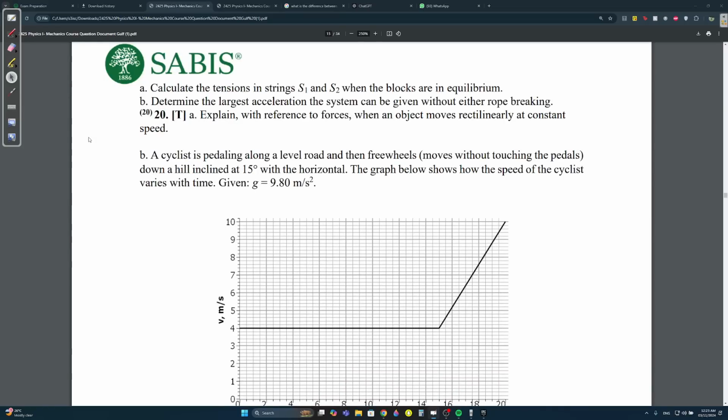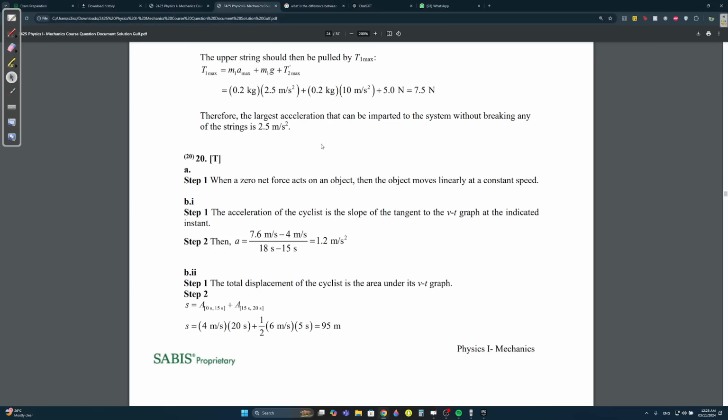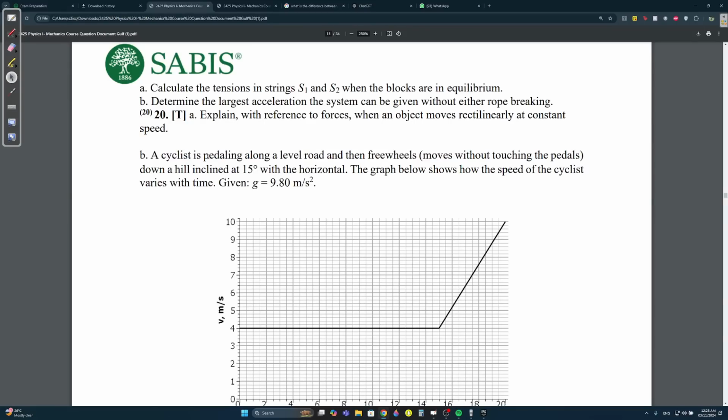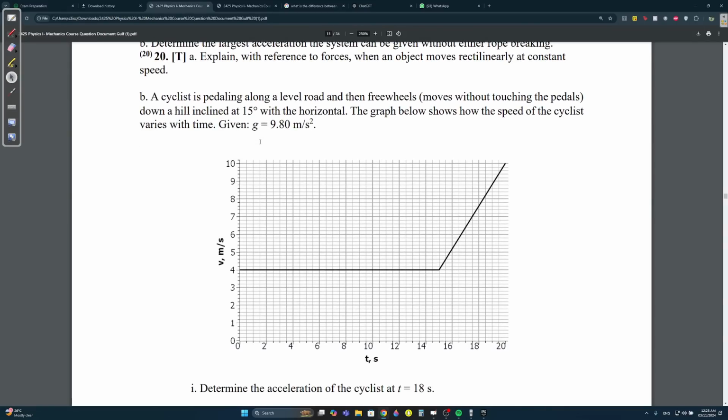Stupid question, I doubt they'll bring it. Explain the difference. Why would the object move at constant velocity? You only have constant velocity when there's zero net force. Okay. A cyclist is pedaling along a level road, and then freewheels, and moves without touching the pedals down a hill inclined at 15 degrees.